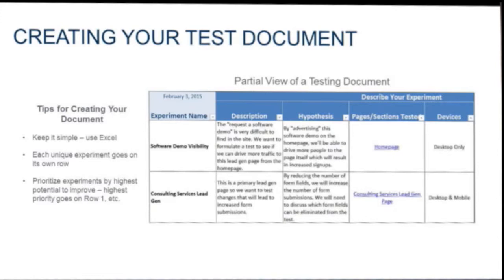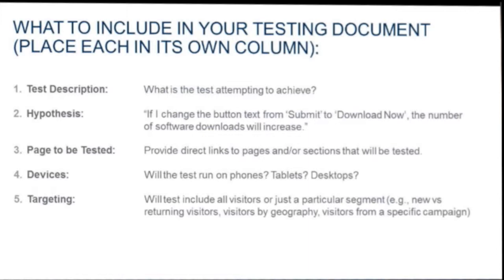The second thing is the hypothesis. Number 2, the hypothesis. So be very specific. What do you want to change on the page, and what do you think is going to happen when you make that change? So in this example, change the button text from submit to download now. The expectation is that more people are going to click that button and actually get the download.